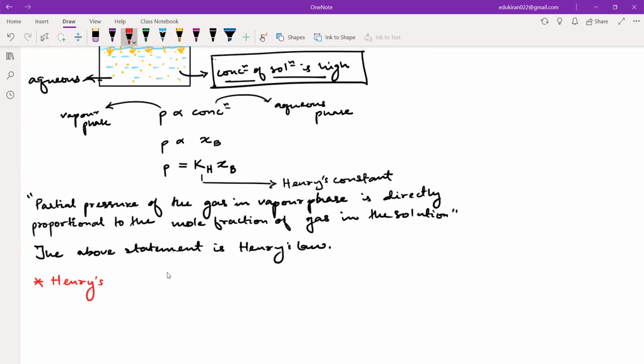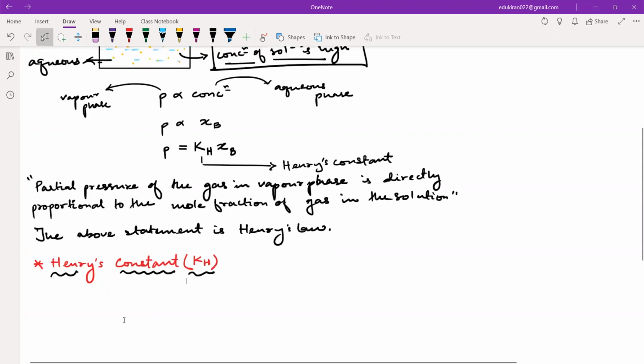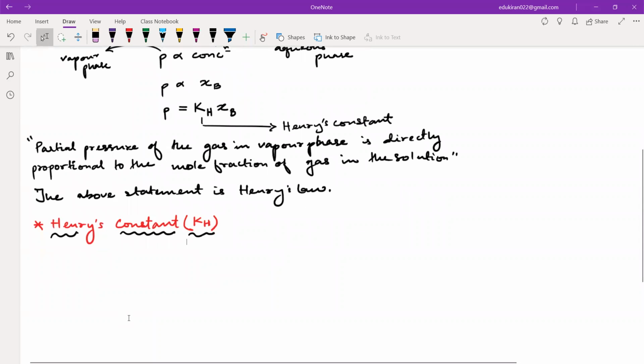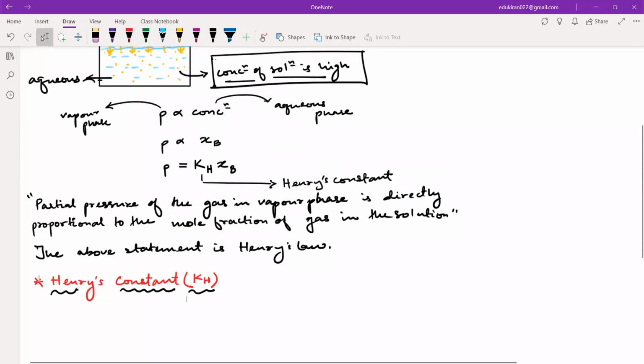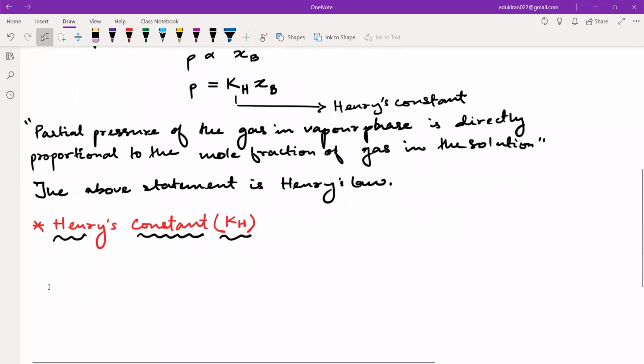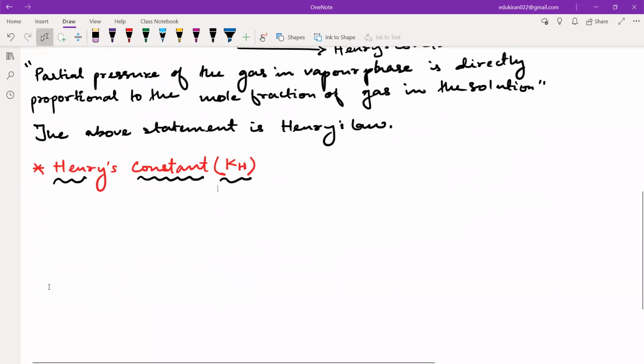Henry's constant, KH. Okay. Let's discuss a few things about the Henry's constant KH. Now, Henry's constant, first thing is that it depends on the nature of the gas.